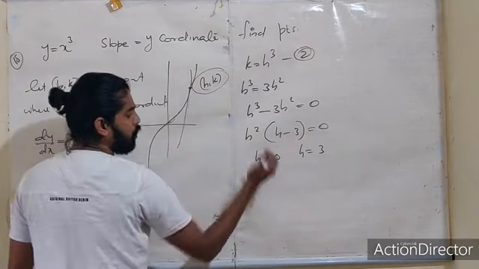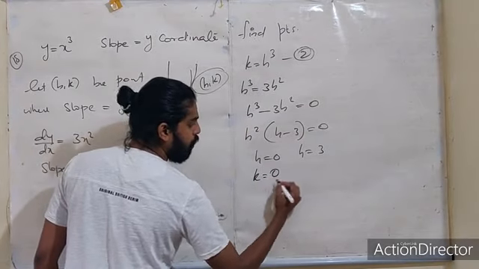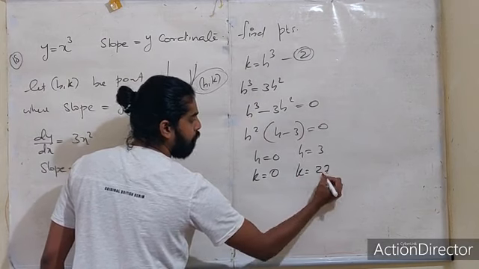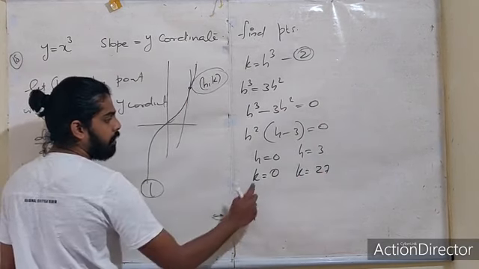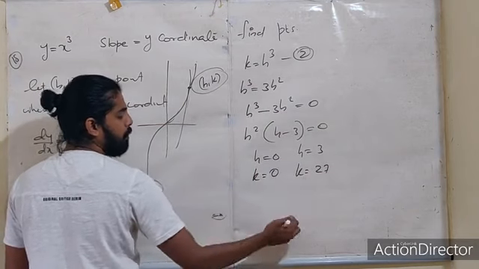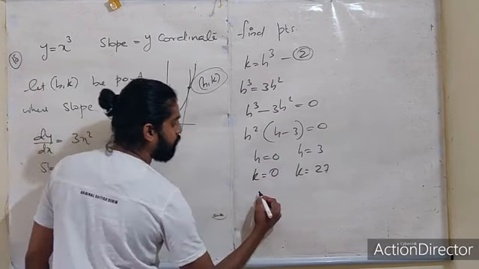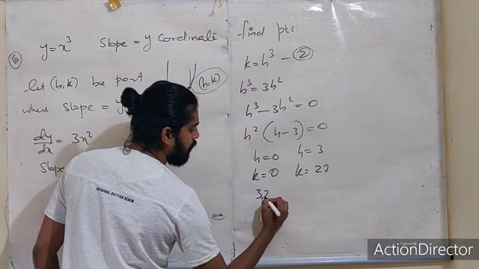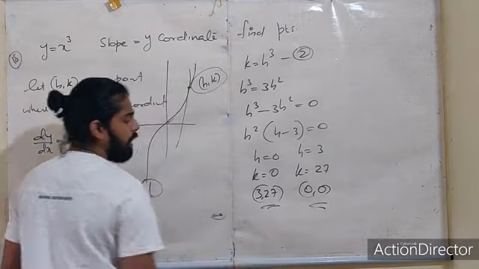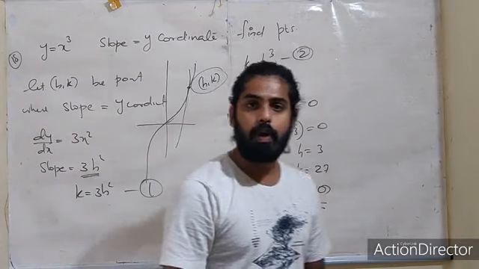Okay, k is equal to h cube. That means k is equal to 0 cube or k is equal to 3 cube, which is 27. So (0, 0) and (3, 27) are the points at which the slope of the tangent is equal to the y coordinate.